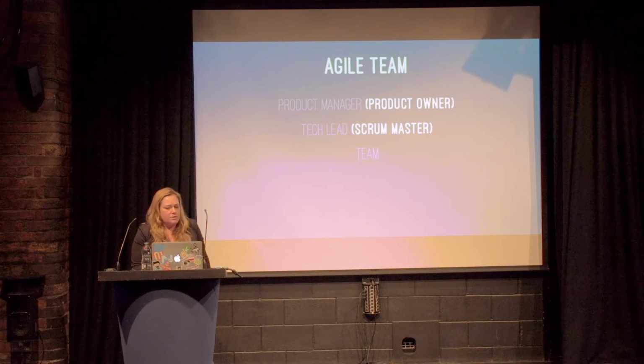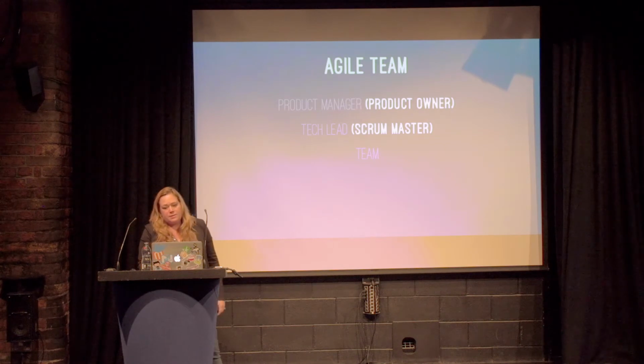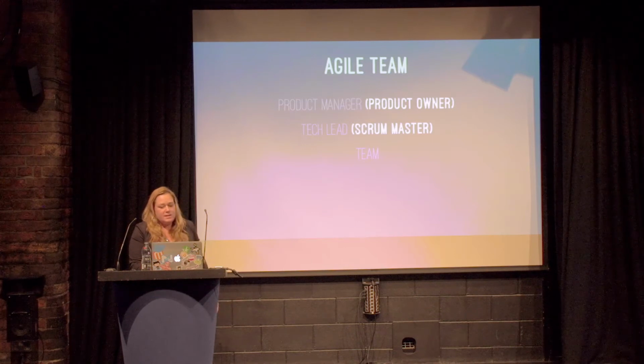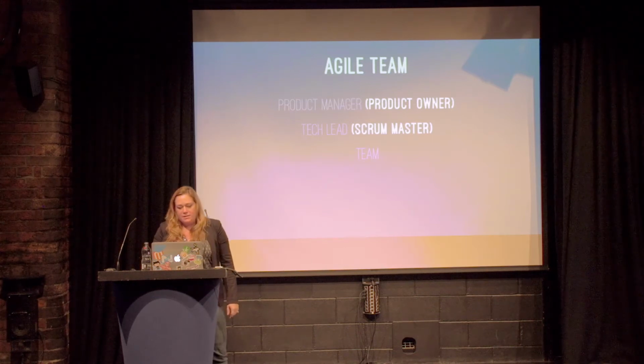So on our Agile team, we have a product manager, who is the product owner. We have a tech lead, who's the Scrum Master, because having a title of Scrum Master is just too cool. Nobody has that title. And then, of course, we have the team, who's still the self-organizing group of developers and testers and designers.